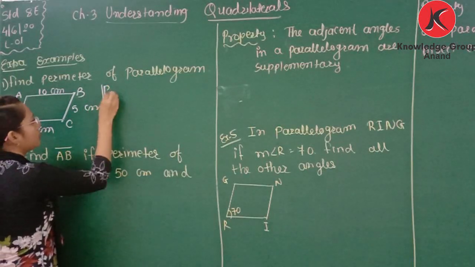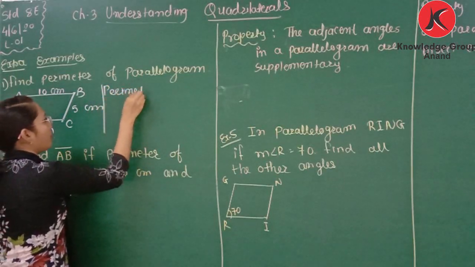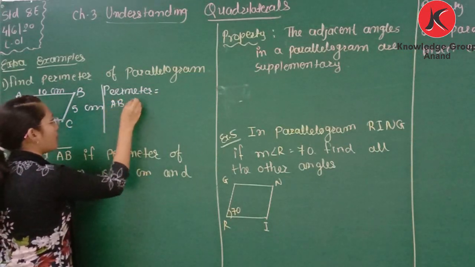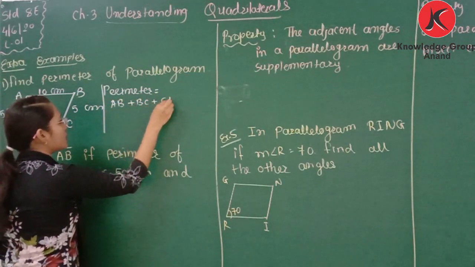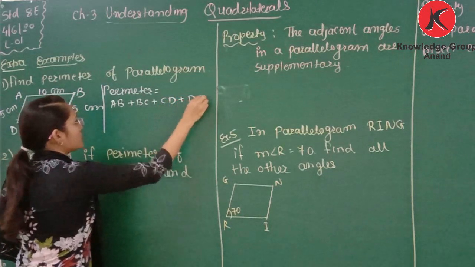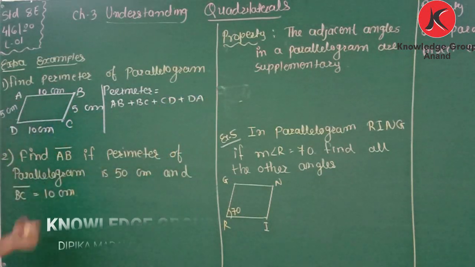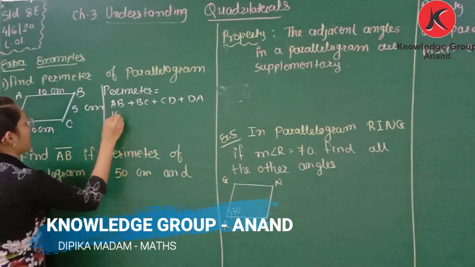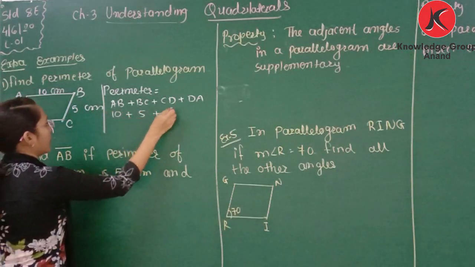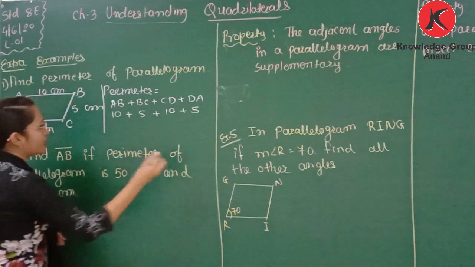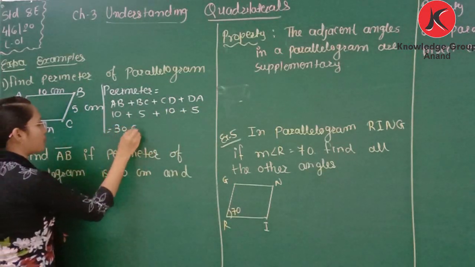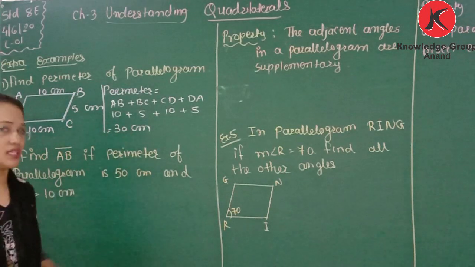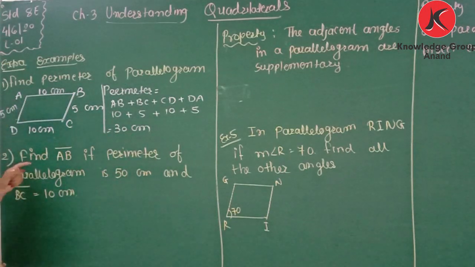You can write perimeter is equal to AB plus BC plus CD plus DA, the sum of all sides. Why? Because perimeter is the addition of sides. AB is 10, 5, 10 and 5. So if you add this, you will get 30 centimeter. So what will be the perimeter of ABCD? That is 30 centimeter.